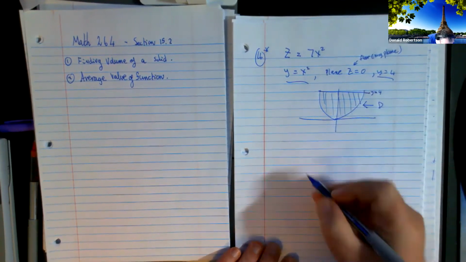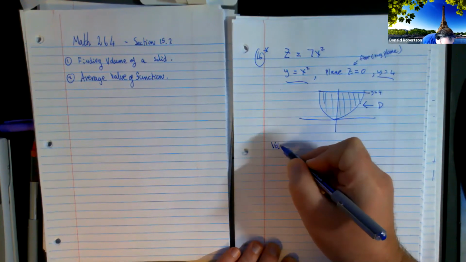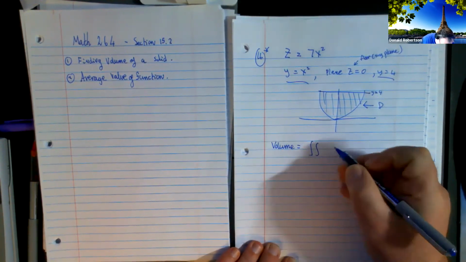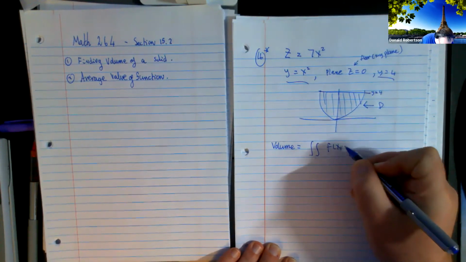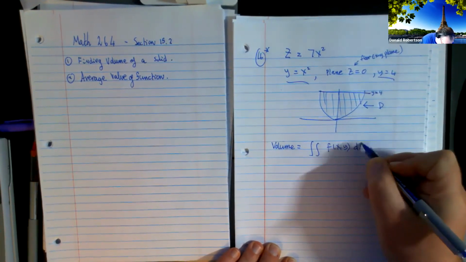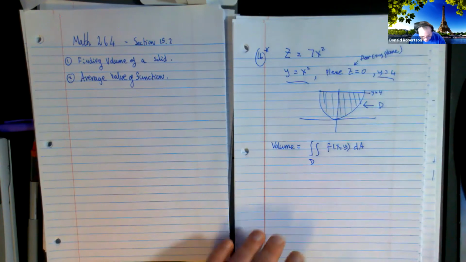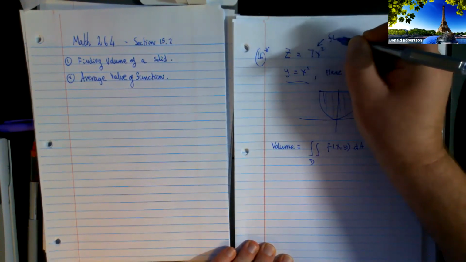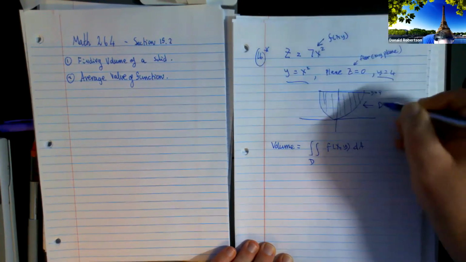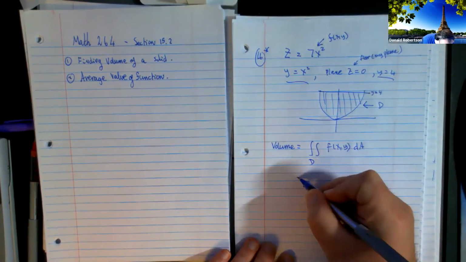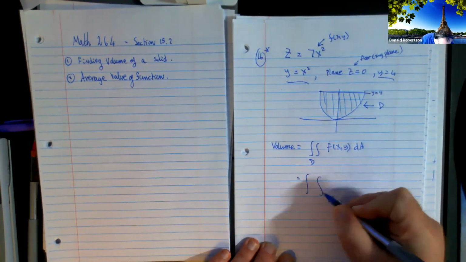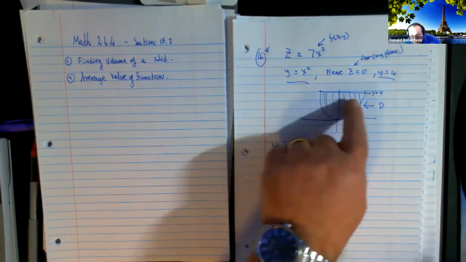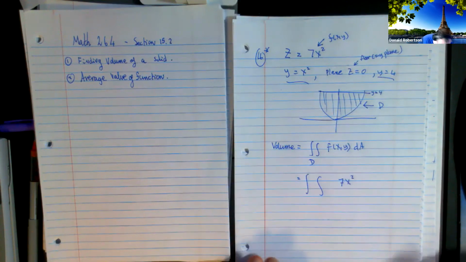So to set up, what will the volume look like? Well, the volume is the double integral of a function over the region D. It's a double integral. This guy here is the function, and this region is our guy. So there's going to be a 7x squared goes here. Okay, I want to build this region up. I want to create D.